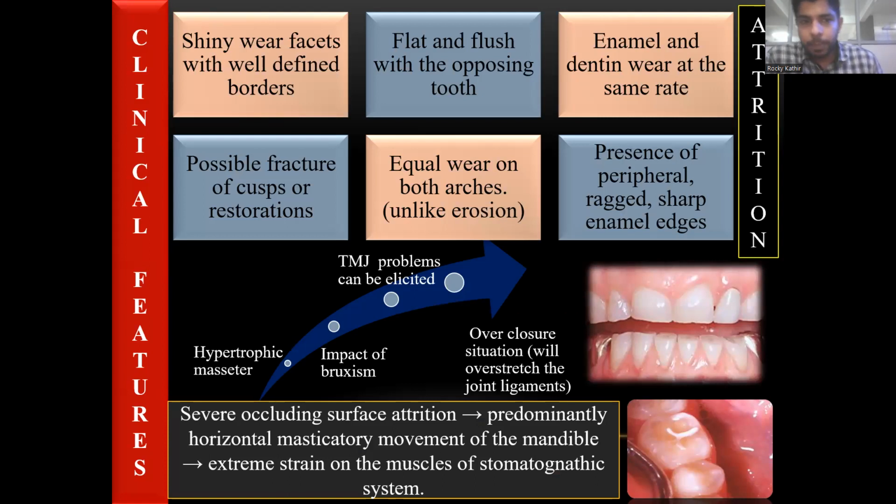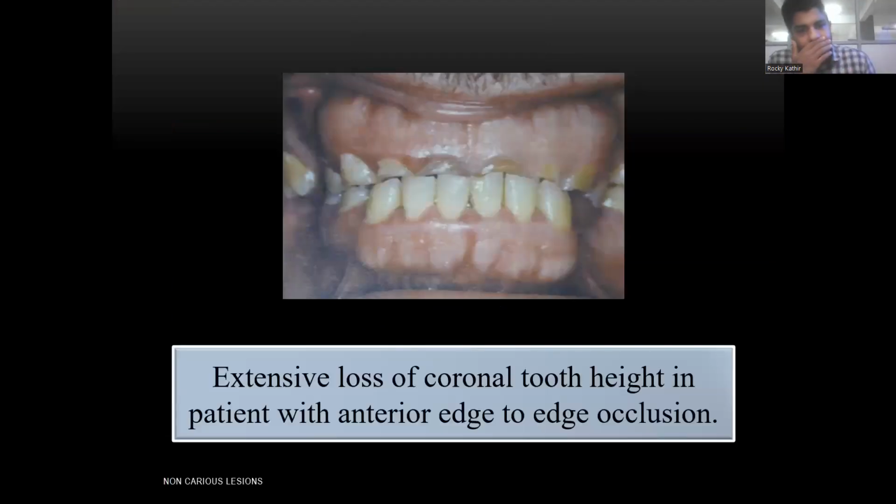The presence of a hypertrophic masseter is a sign of the impact of bruxism. TMJ problems can be elicited by the overclosure situation in which there will be an overstretch of the joint ligaments. Severe occluding surface attrition may occur predominantly due to the horizontal masticatory movement of the mandible, which causes an extreme strain on the muscles of the stomatognathic system. This is a case of extensive loss of coronal tooth height in a patient with anterior deep bite caused by attrition.